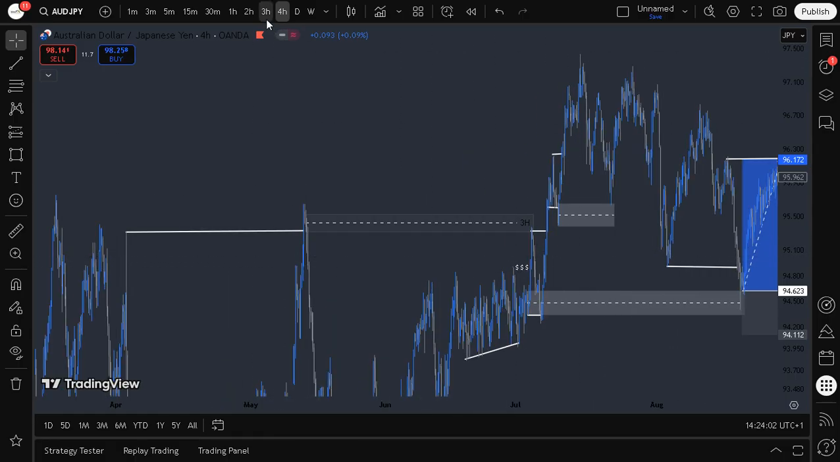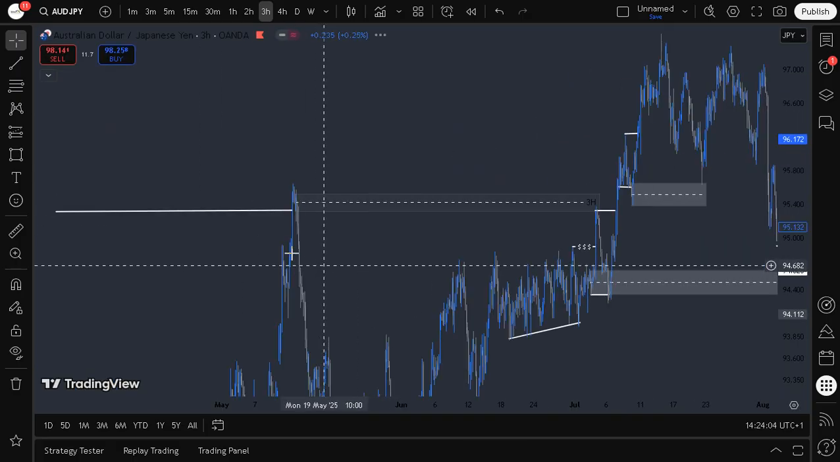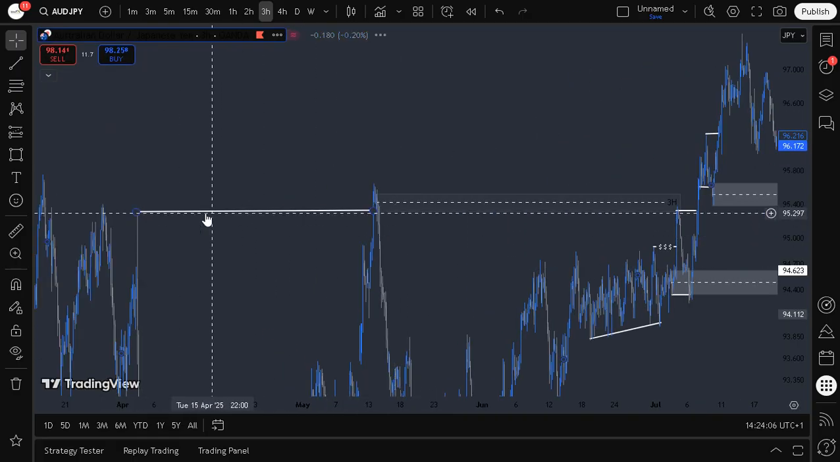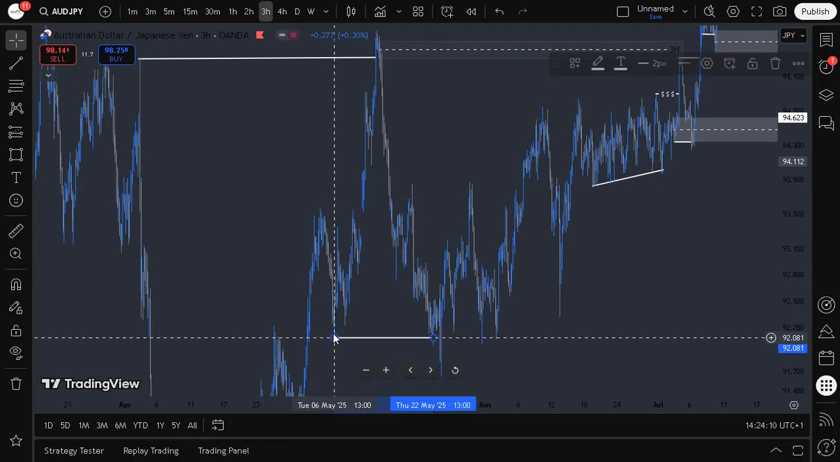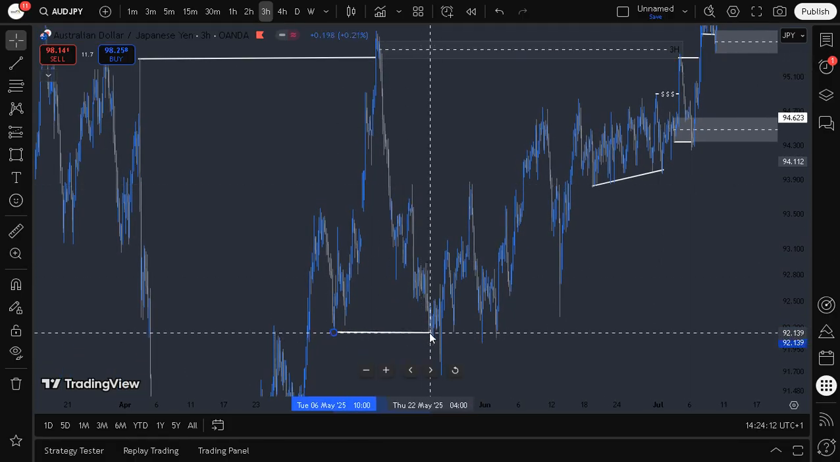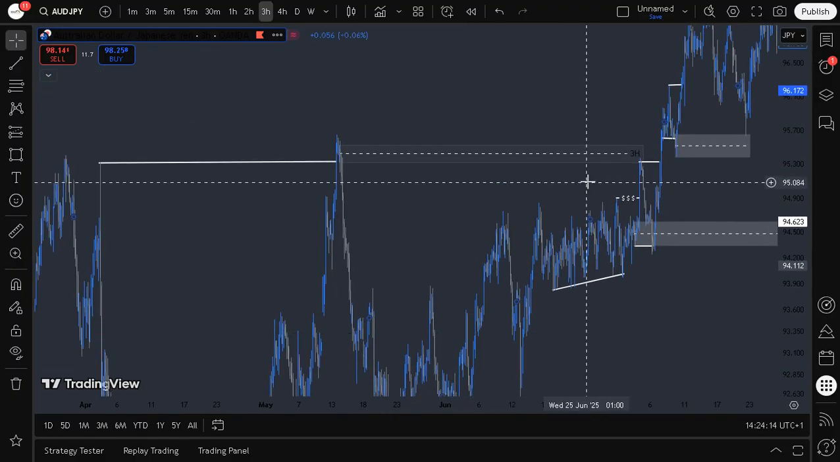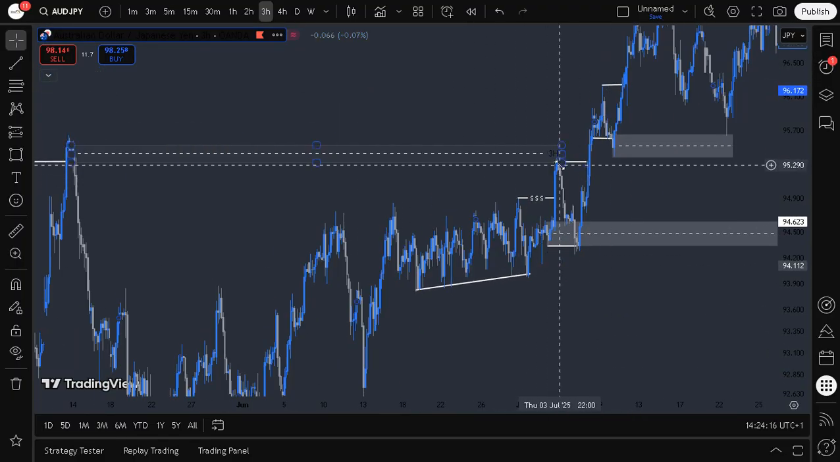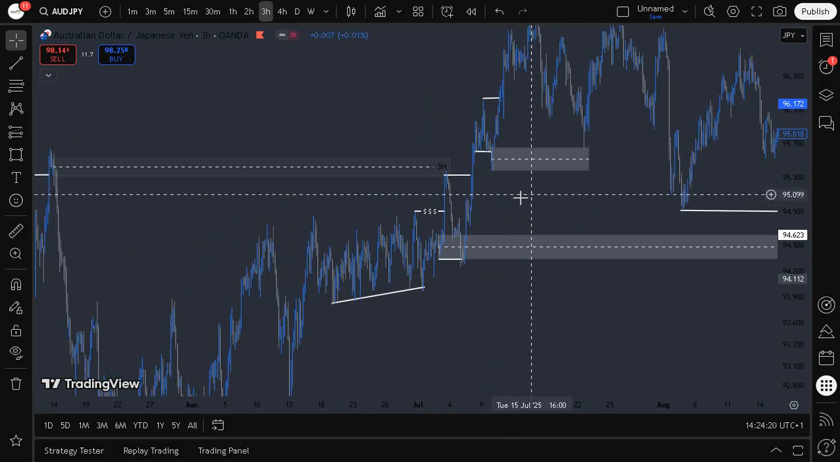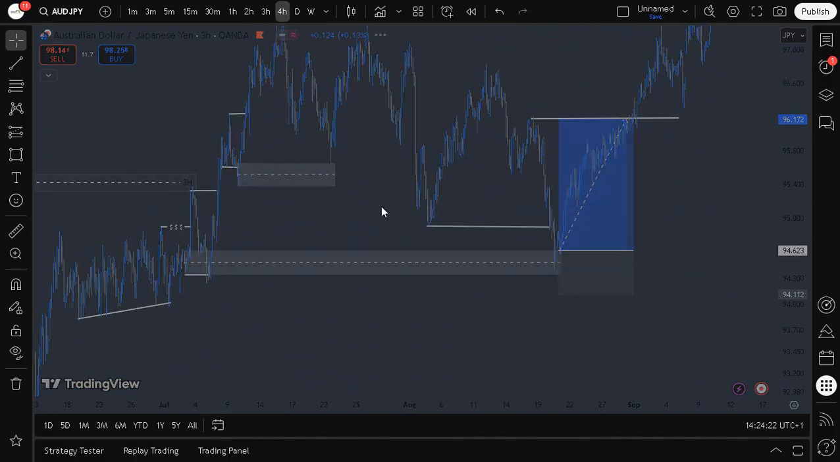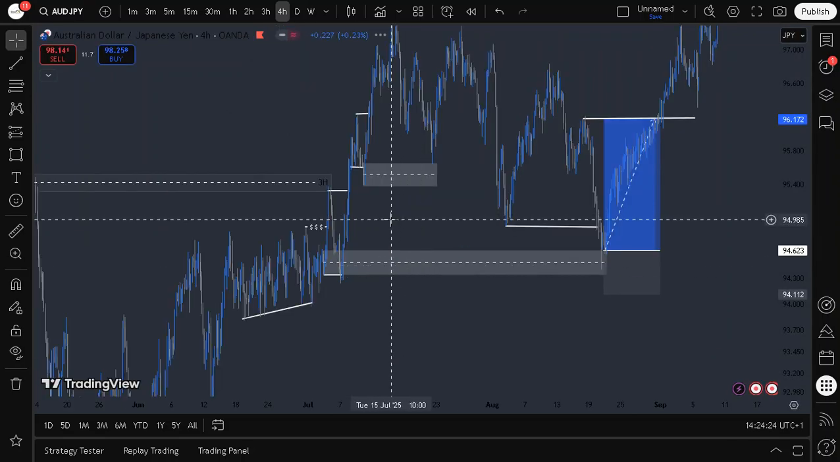So as you can see, this is a 3-hour supply zone right here that caused this sweep of buy side. And then what did it do? Change of character down here. It took the sell side too before finally going to this 3-hour zone. What do we do? Destroy that. So this zone right here, what time frame was it? I think it was a 4-hour. So a 4-hour zone. Perfect.